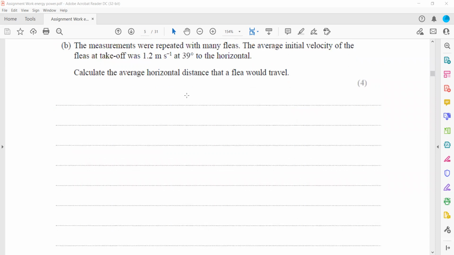The next one: the measurement was repeated with many fleas. The average initial velocity of a flea at takeoff is 1.2 meters per second at an angle of 39 degrees to the horizontal. Calculate the average horizontal distance the flea would have traveled. So now this part is related to projectiles. It is taking off with a velocity of 1.2 meters per second at an angle of 39 degrees. We need the range.